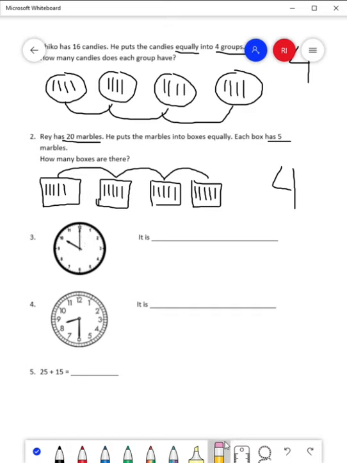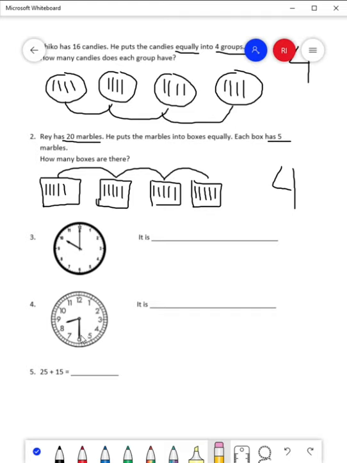Okay. Now let's move to number 4. Number 4 is actually about time also, but it's a bit different because if the minute hand is at 12, we can read it as o'clock, but the minute hand is at 6 now. When the minute hand is at 6, it is half past the hour. So it is half past the hour because the minute hand is at 6 now.